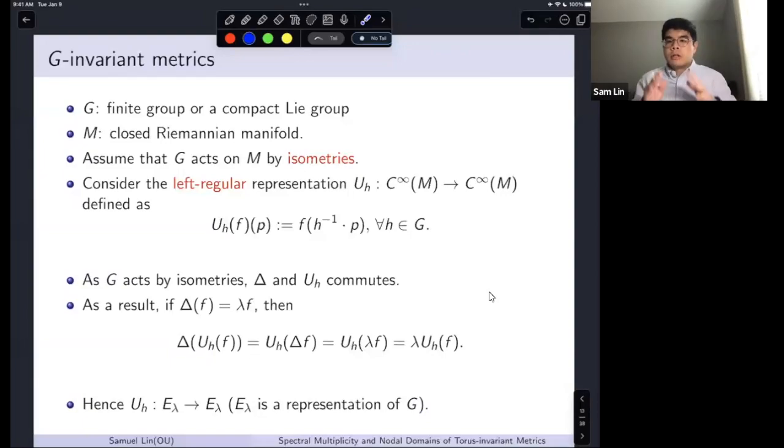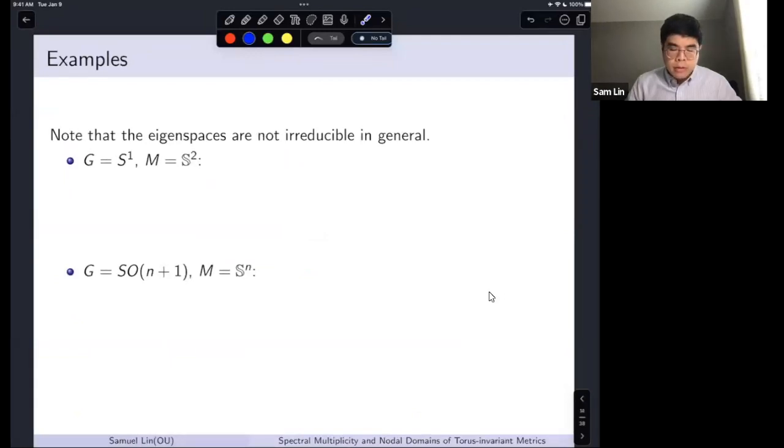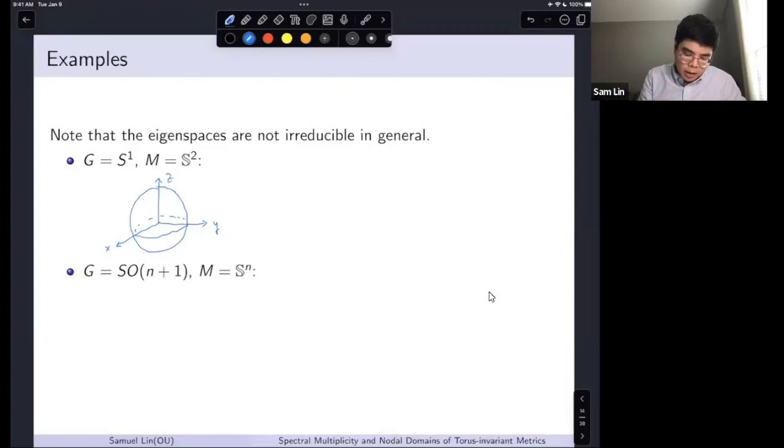Now, this representation may not be irreducible in general. So here I will give you two examples. Consider these two cases. First, the group is S1 and M is the round 2-sphere. So now I have a round 2-sphere inside of the X, Y, Z axes. Now let's assume that G acts on the sphere by rotation around the Z axis. So suppose that S1 acts this way. This action is an isometry. It's an action by isometries.